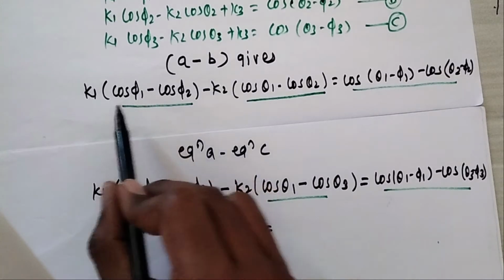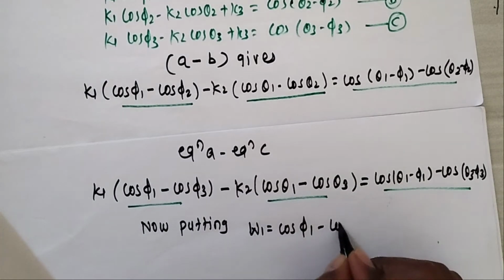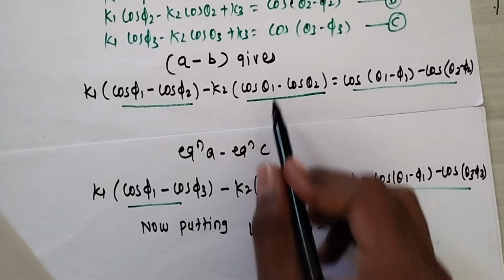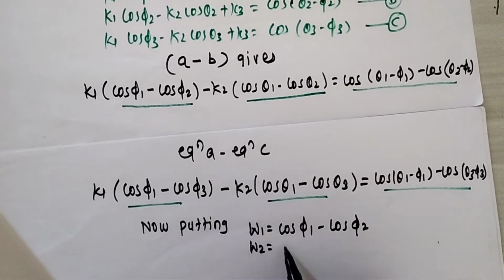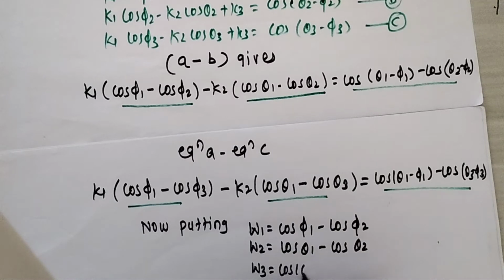We can call this equation first. W1 is equal to cos φ1 minus cos φ2. Similarly, W2 is equal to cos θ1 minus cos θ2. W3, I am writing here, is equal to cos(θ1 − φ1) minus cos(θ2 − φ2). This is W1, W2, W3.